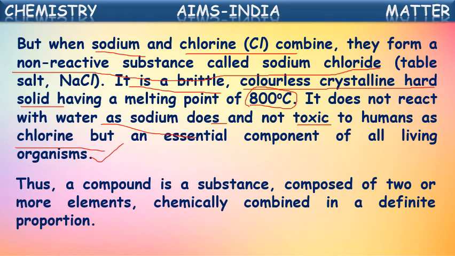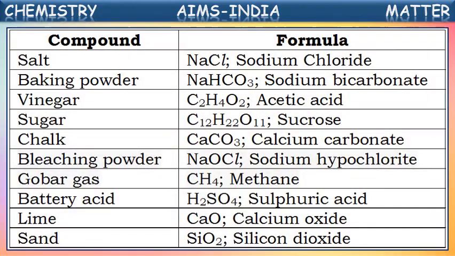to all living organisms. Thus, a compound is a substance composed of two or more elements chemically combined in a definite proportion. So this is the compound. The elements have different properties. By combining those two elements, we get a different compound with different chemical properties and with a different proportion. That is about the compound.